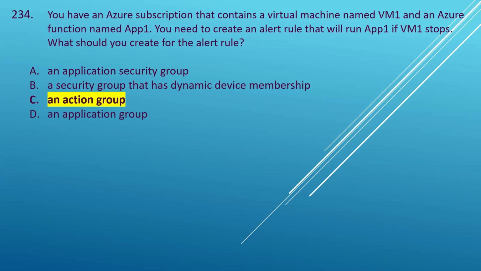By creating an action group and associating it with the alert rule, you can automate the process of running app1 if VM1 stops, without the need of manual intervention. This helps ensure that critical systems such as app1 are automatically activated when necessary, improving the overall reliability and availability of your Azure services.